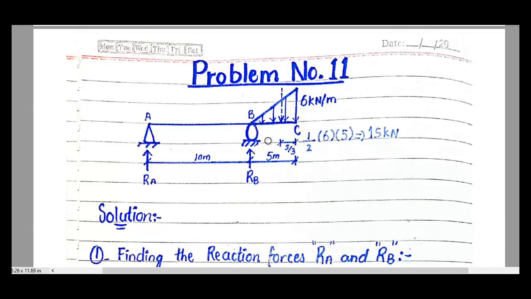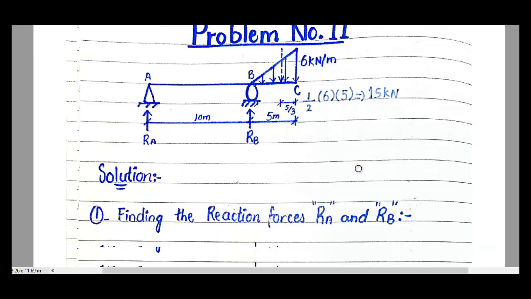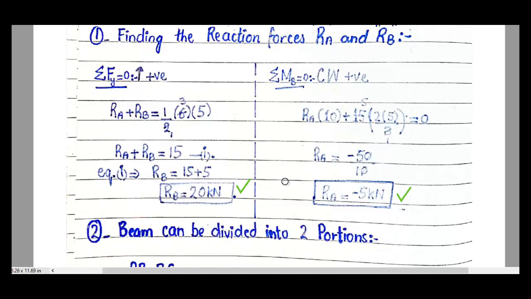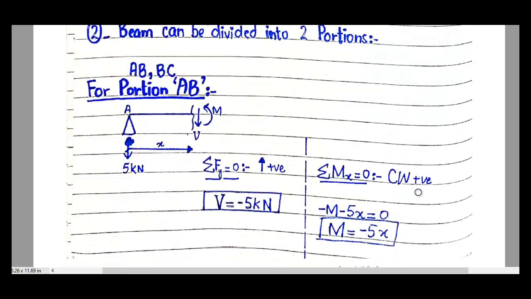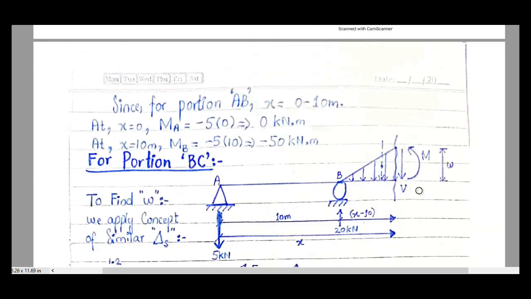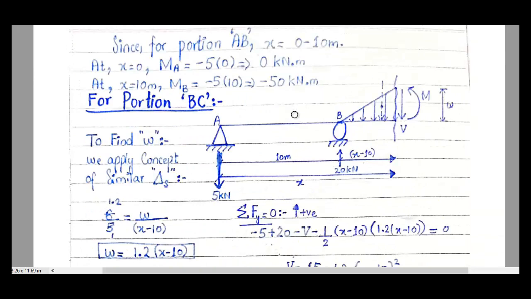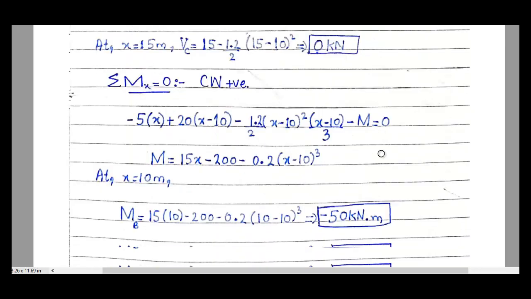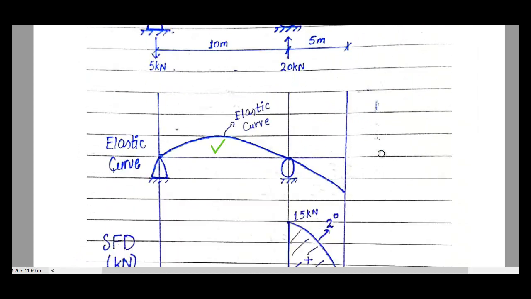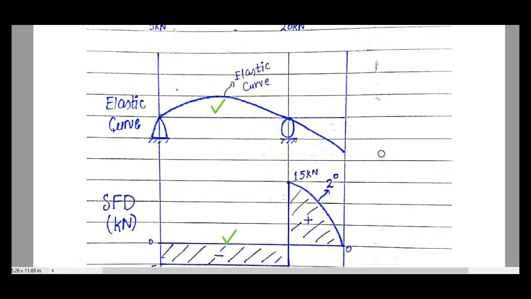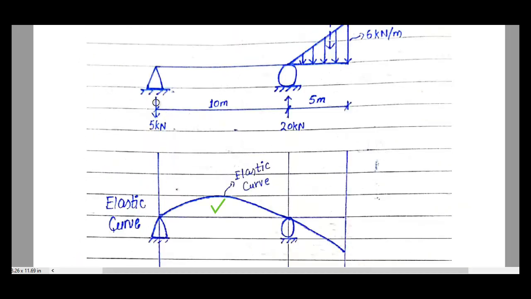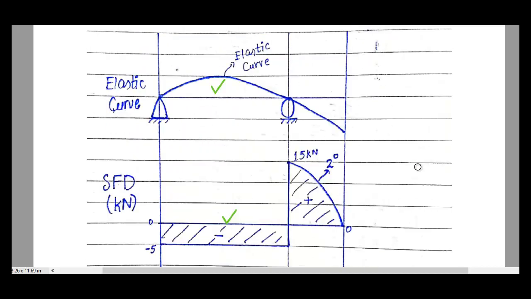Next is this overhanging beam subjected to a UVL in the overhang part. Reactions are correct. And then how many portions should we consider? I think we should consider 2 portions, portion AB and BC. If we look at the shear force diagram and bending moment diagram, the 5 kilonewton reaction is in the downward direction, and here the reaction is in upward direction.